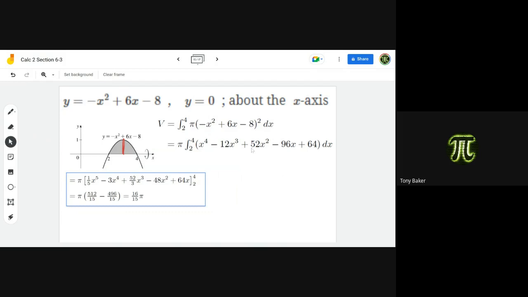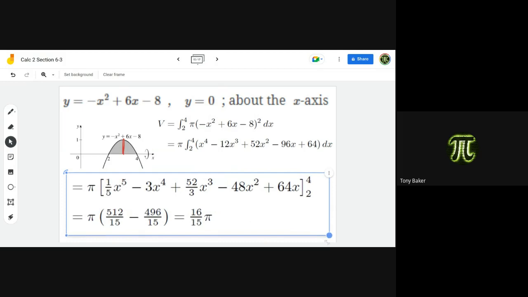How did I get the square of this? It's foiling, it's just with 3 terms. So you have to do negative x squared times negative x squared, negative x squared times 6x, negative x squared times negative 8, and then 6x times 6x, 6x times negative 8, and there's 9 of them that you foil into that. I had the calculator do 5/12 minus 496. No, I'm not doing that either. That's what your calculator's for.